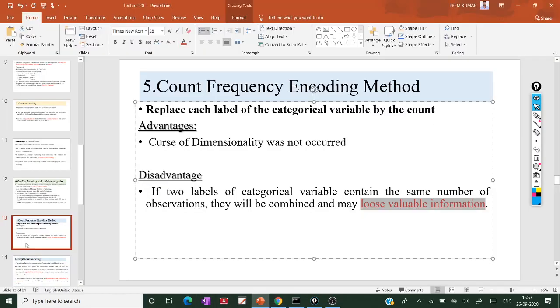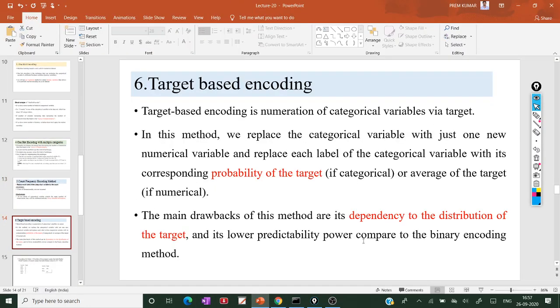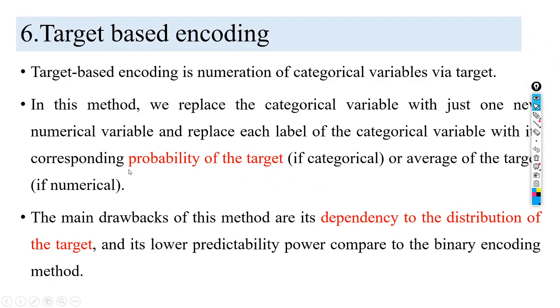So this is the count frequency encoding technique. Next, target based encoding. So what is meant by target based encoding? Target based encoding is a numeration of the categorical variable via the target. In this method we simply replace the categorical variable with one new numerical variable, replacing each label of the categorical variable with its corresponding probability, based on the target variable.